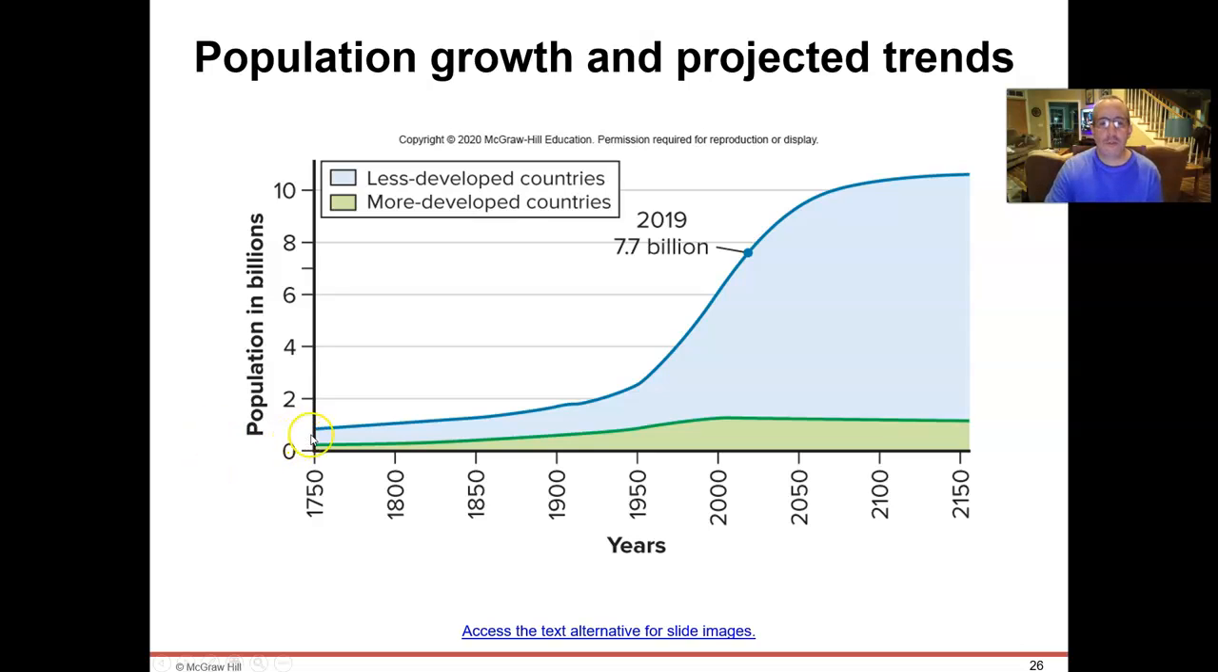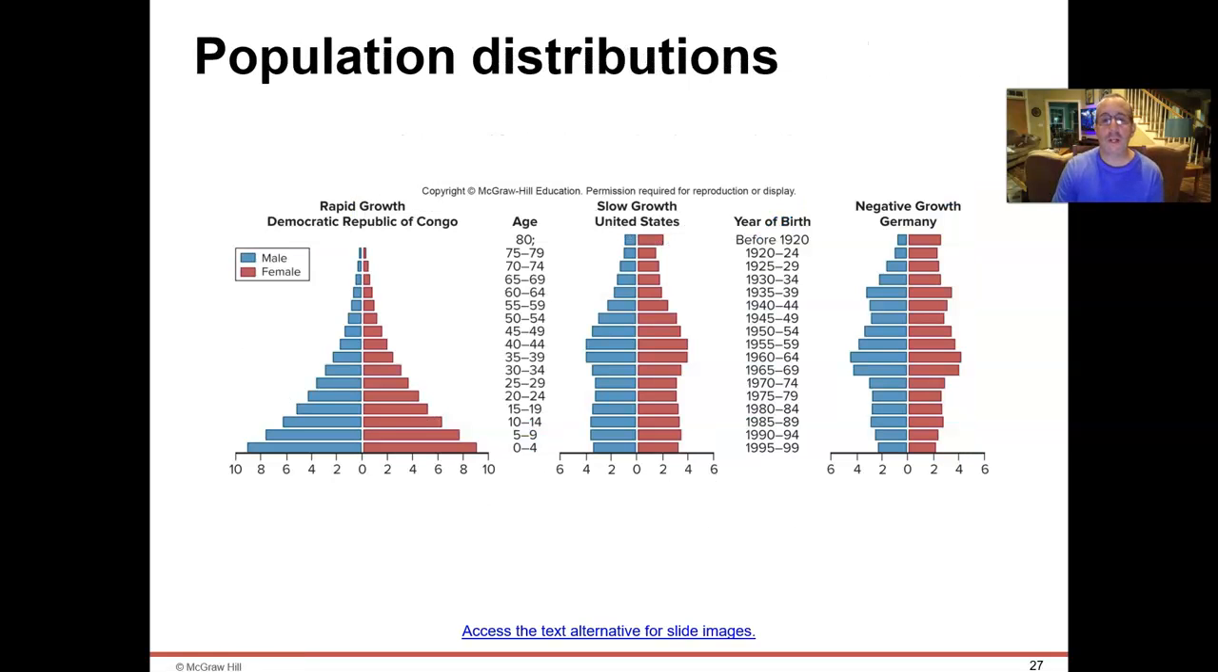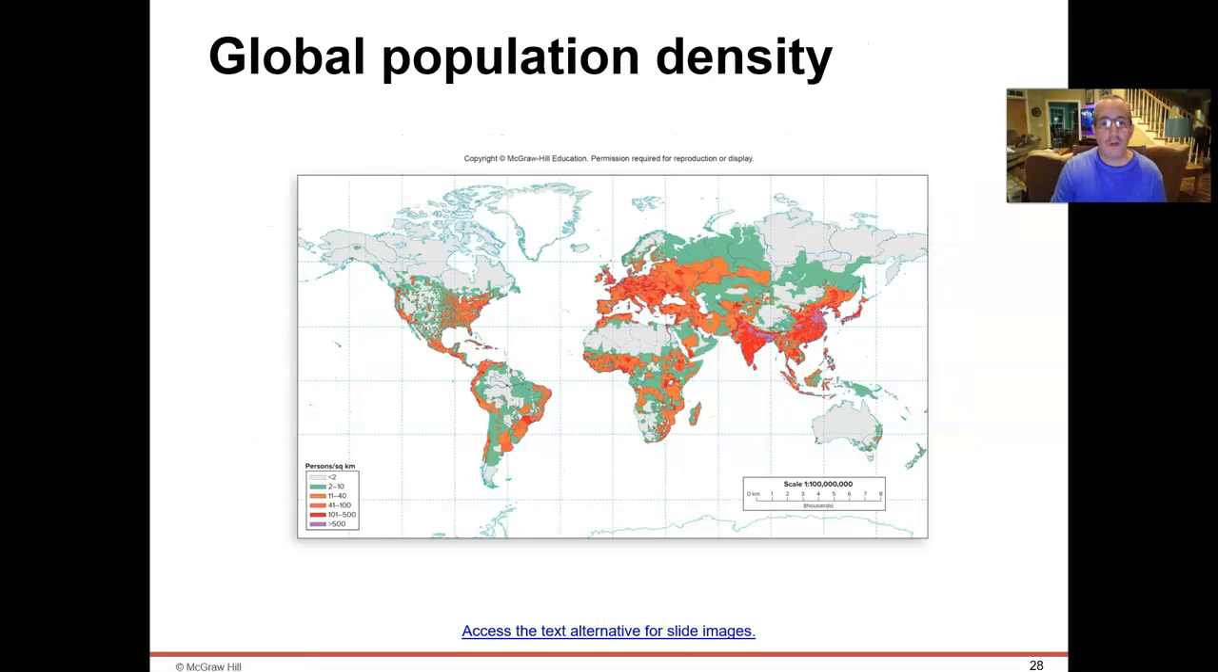Again, this is a projected growth of population. You can see less developed and more developed countries. So the more developed countries probably aren't going to grow a whole lot, but the less developed countries are going to grow extensively over the coming generations. This is in your textbook. I don't want to go over that right now.